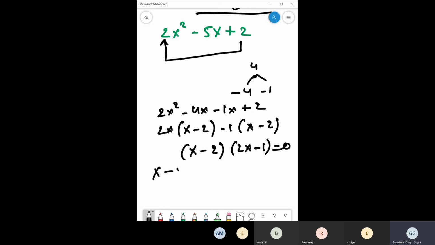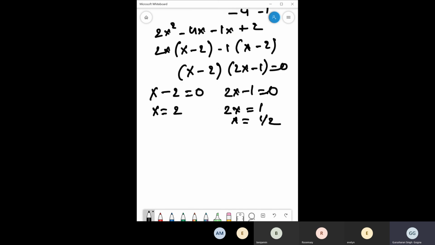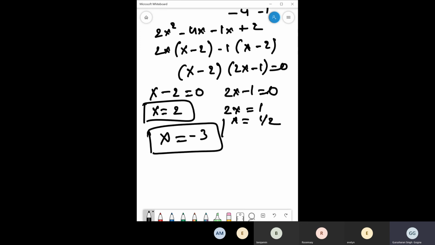So x minus 2 equal to 0, 2x minus 1 equal to 0. So x equal to 2, and 2x equal to 1, so x equal to 1 over 2. So we got 3 answers. One is x equal to 2, x equal to half, and the previous one was x equal to minus 3. So in a cubic equation, you will get 3 answers like this.